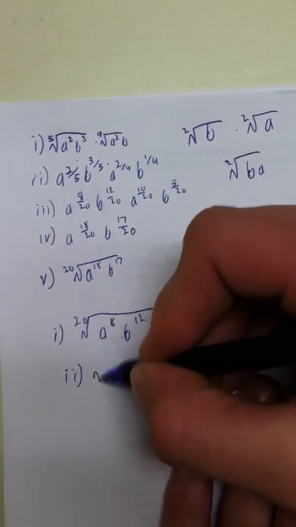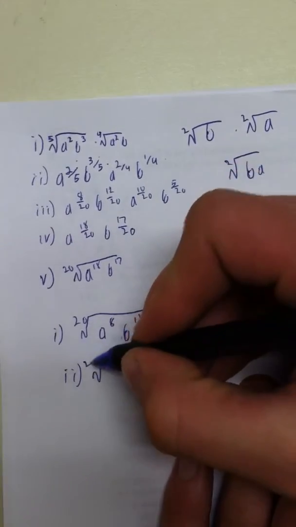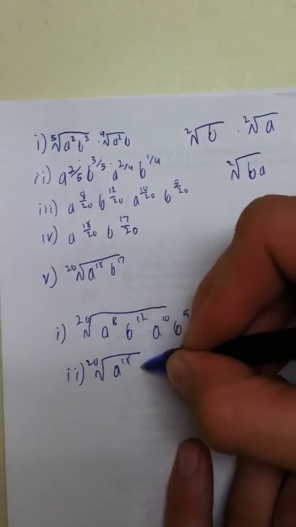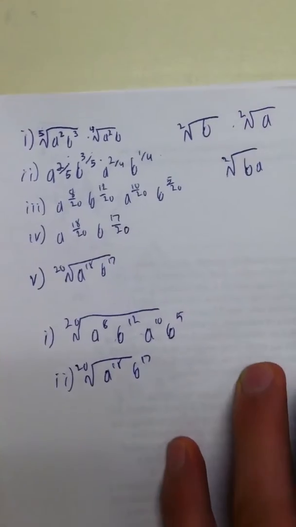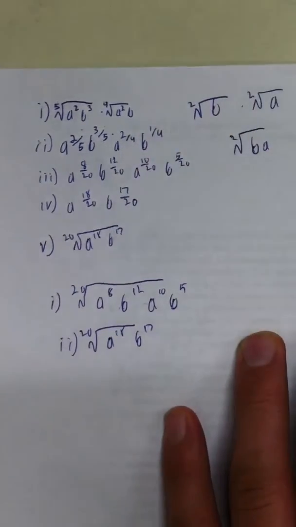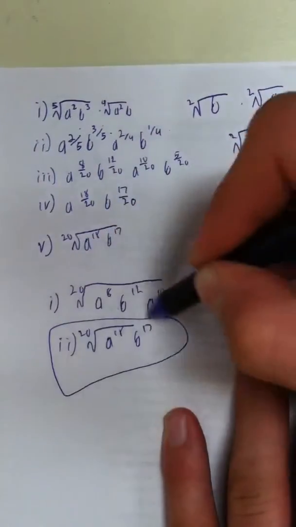So our second step is to combine them. So we're going to get a to the 18th and b to the 17th. So even though this is quicker, it's not as clear as this up here. So those are the two ways to do it. So your answer is here and here.